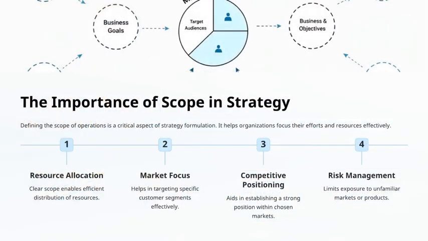The importance of scope in strategy. Defining the scope of operations is a critical aspect of strategy formulation. It helps organizations focus their efforts and resources effectively. Clear scope enables efficient distribution of resources, helps in targeting specific customer segments effectively, aids in establishing a strong position within chosen markets, and limits exposure to unfamiliar markets or products.